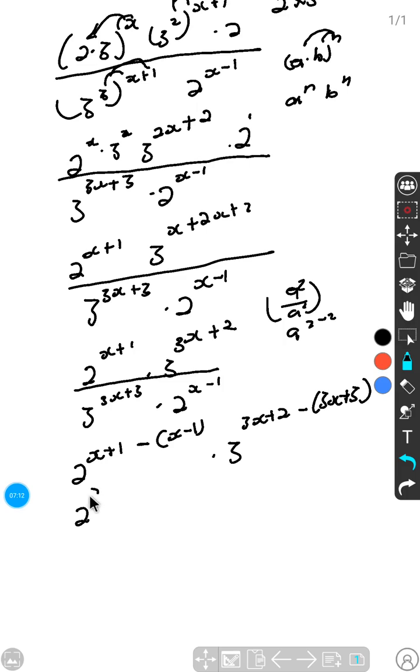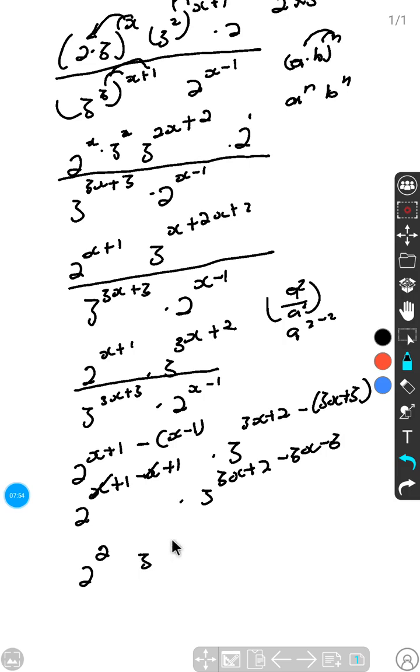So we want to have x plus 1 minus 1 times x is minus x. Minus 1 times minus 1 is plus 1. And then we go to the 3. 3x plus 2 minus 1 times 3x is minus 3x. Minus 1 times 3 is minus 3. So let's work out the exponent. x minus x is 0. 1 plus 1 is 2.